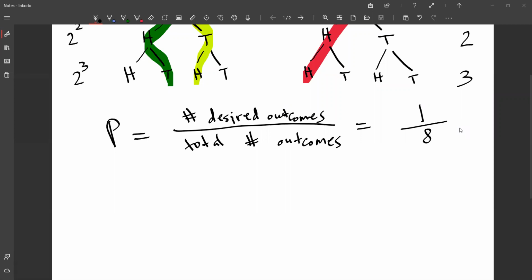Okay. So I could write that as 1 over 2 to the third, which is the same as 1/2 cubed. And that might be a better way to think of it. Here's why.